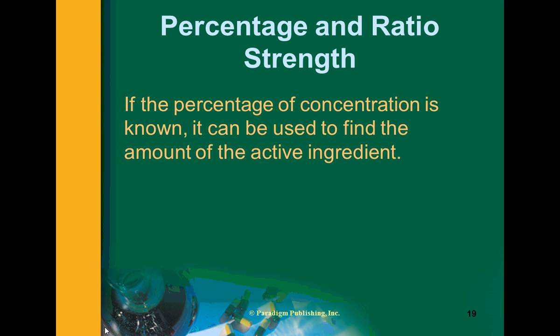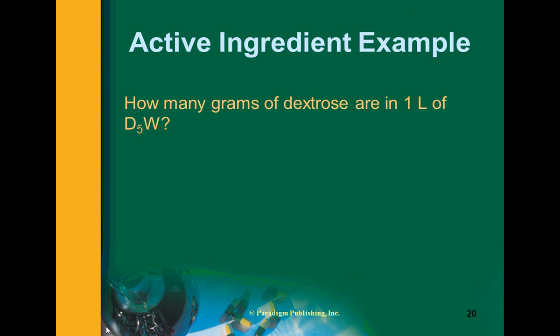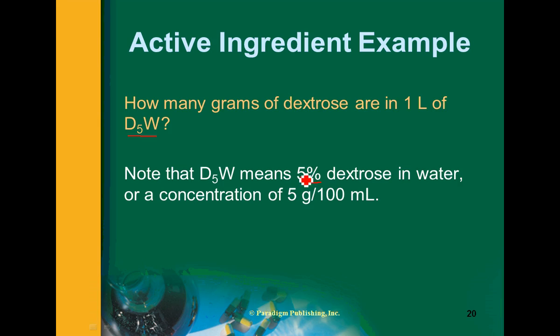If the percentage of concentration is known, it can be used to find the amount of the active ingredient. So here's an example, or some things to remember. How many grams of dextrose are in 1 liter of D5W? First you want to note that the D5W means 5%. And remember, when you have a percent, it's 100 dextrose in water. So we know it's going to be milliliters, so it's going to be a weight and volume. Or you can just say 5 grams in 100 milliliters.